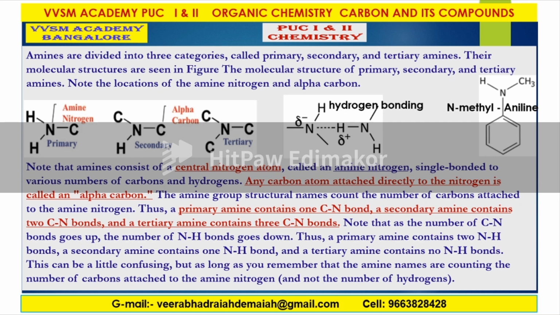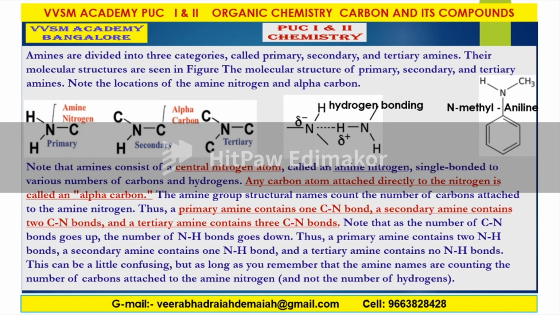Note the locations of the amine nitrogen and alpha carbon. What is alpha carbon, my dear friends? Alpha carbon is nothing but a carbon attached to the nitrogen. The molecular structures of primary, secondary and tertiary amines are shown and we have discussed them. Note the locations of the amine nitrogen and alpha carbon. Amine nitrogen and alpha carbon are the important factors to know about the functions of amines and the identification of amines.